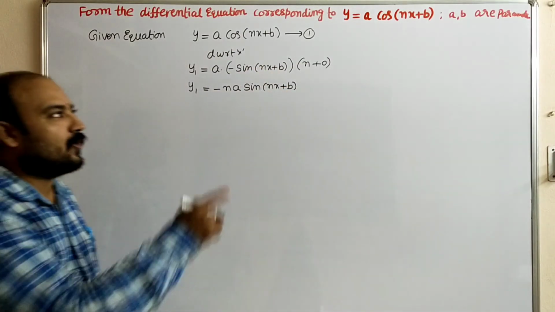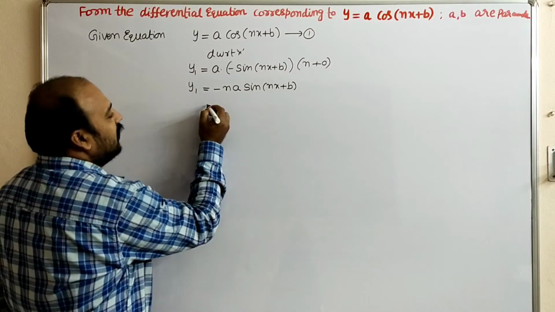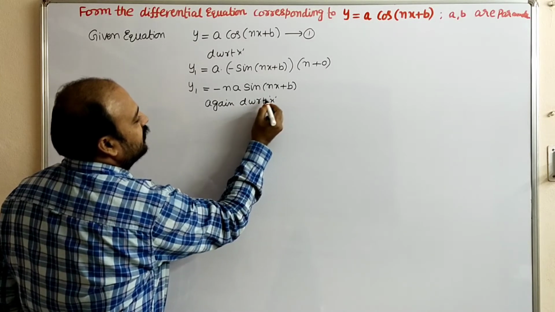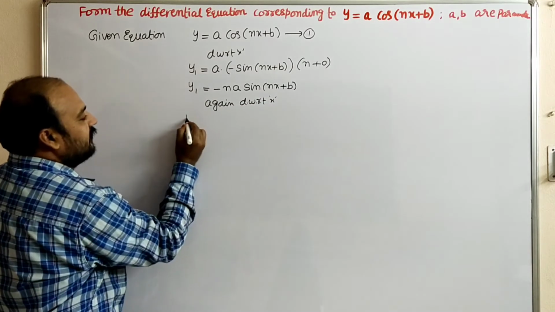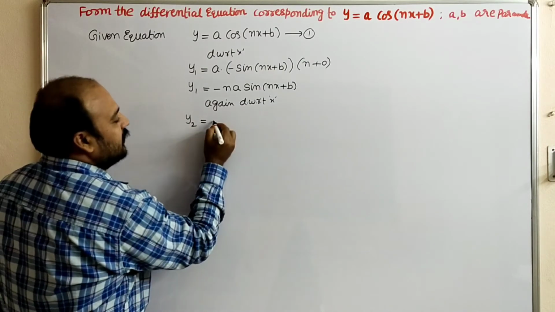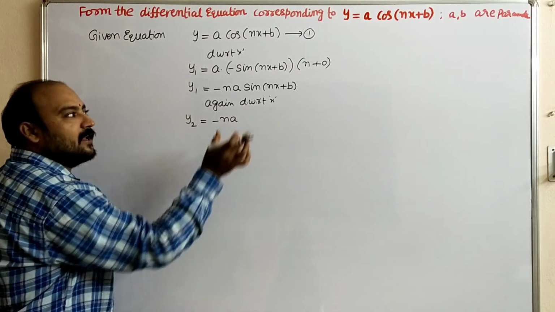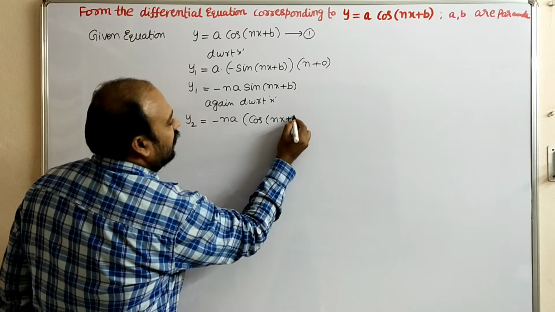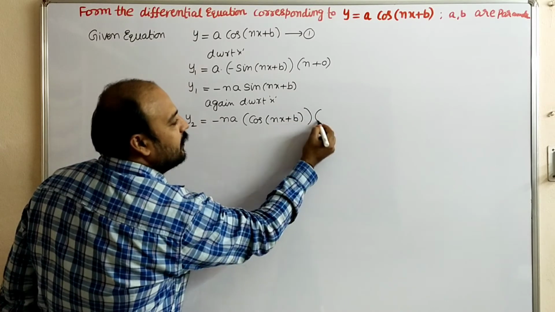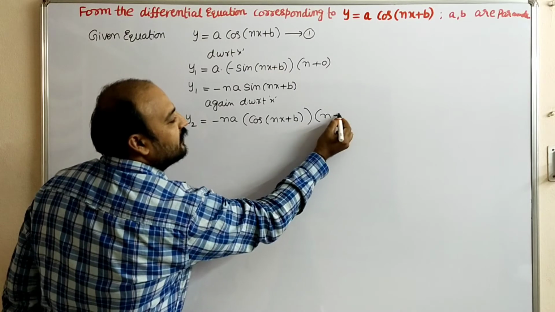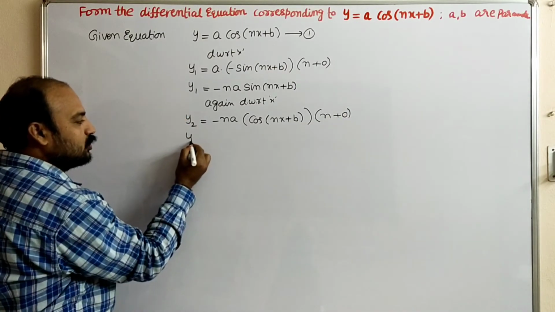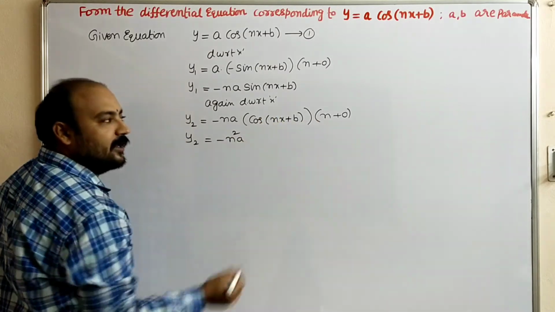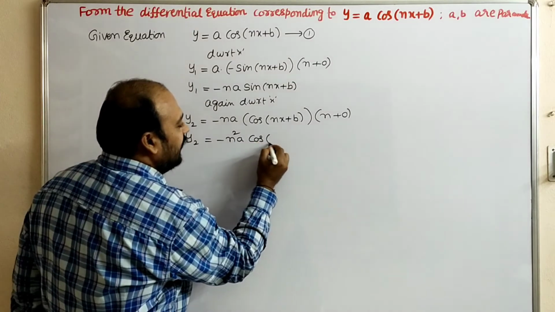Once again, you have to differentiate now. Why? Because two arbitrary constants are there. Again, differentiate with respect to x. Y1 derivative is y2, equal to minus na constant. D by dx of sin of (nx plus b) is cos of (nx plus b). Again, nx plus b you have to differentiate. D by dx of nx is n, and b derivative, constant, is 0. So y2 equal to minus na into n, that means minus n square a into cos of (nx plus b).